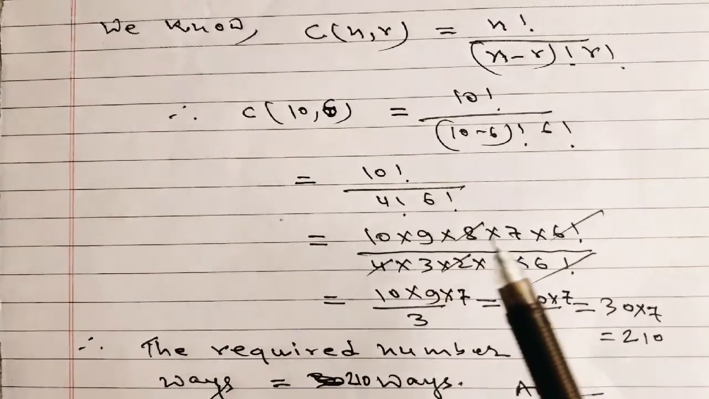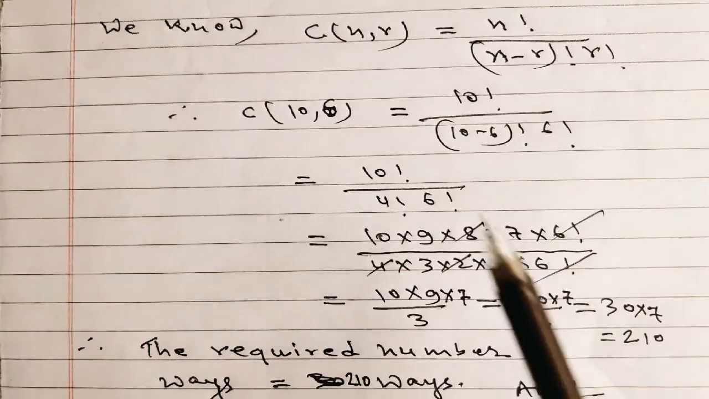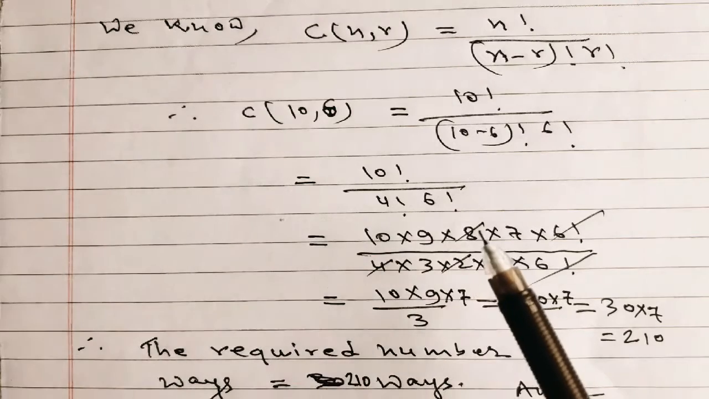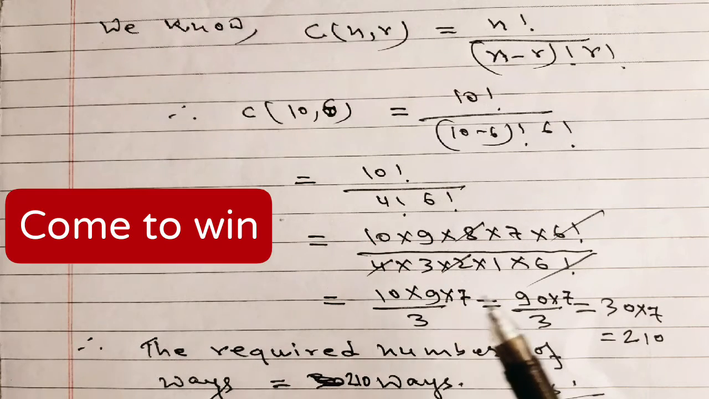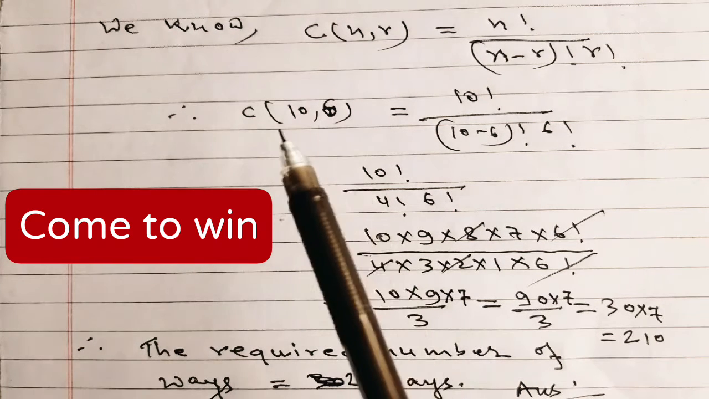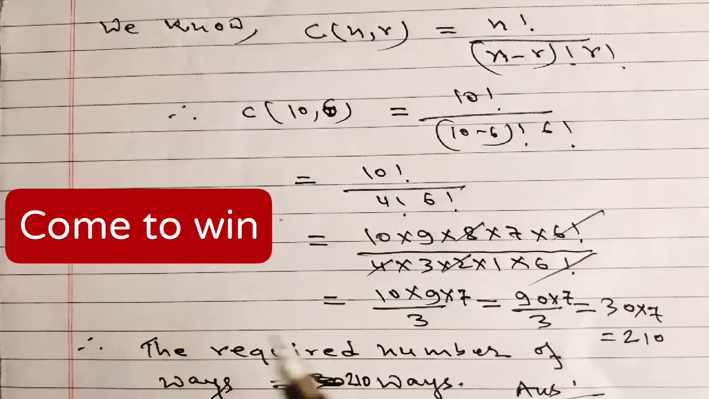Now 10 into 9 into 8 into 7 over 4 into 3 into 2 into 1. 4 into 2 is 8, so 8 cancels. Now 10 into 9 into 7, divided by 3. 10 into 9 is 90, 90 by 3 is 30, and 30 into 7 is 210. So according to the question, a student can choose 6 questions out of 10 in 210 ways. Therefore, the required number of ways is 210.